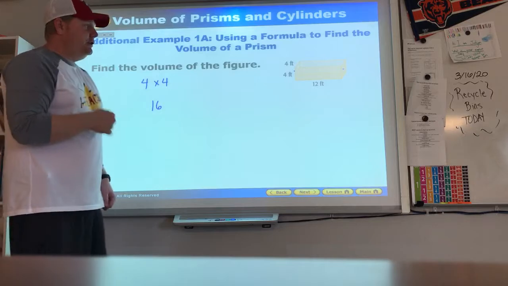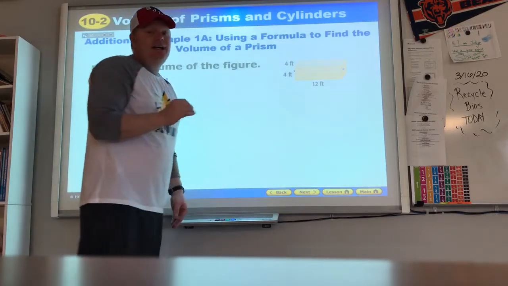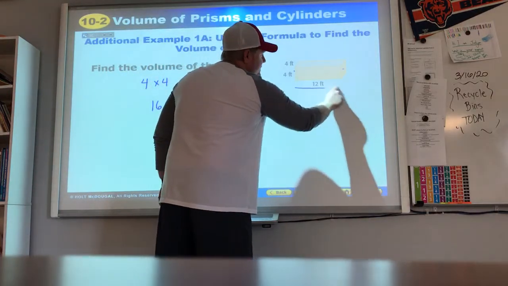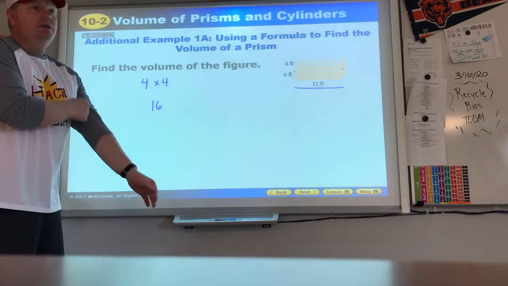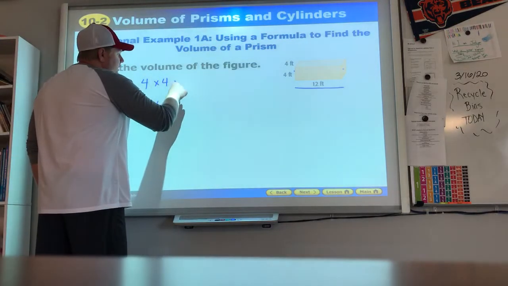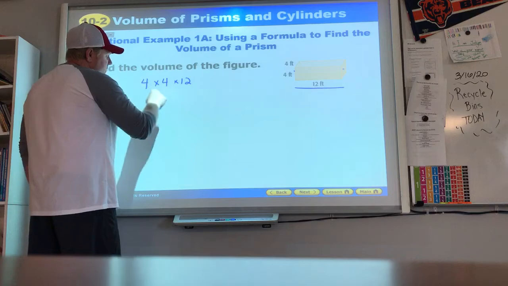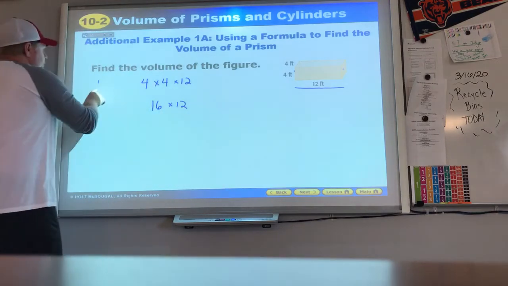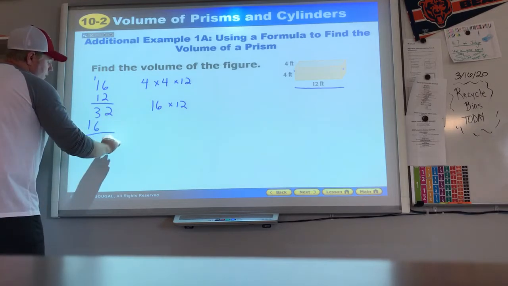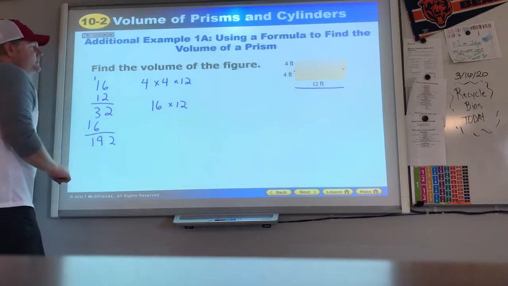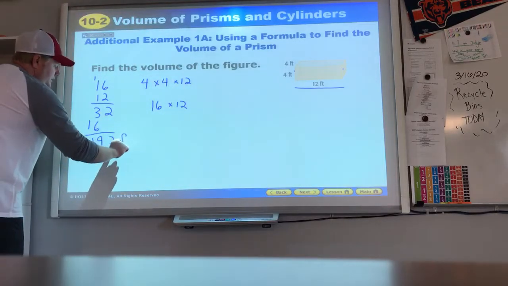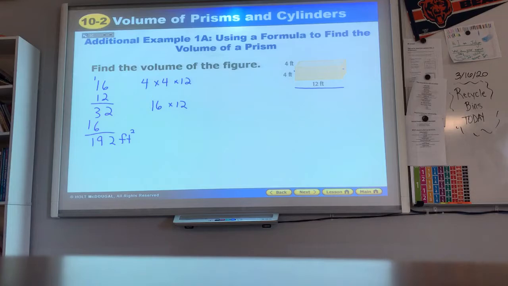Well, the height of the figure, now I know that seems like that should go up and down, but the height is the distance between the bases. The distance between the bases is 12. So if you want to replace height with distance between the bases, that's fine. So we would take 16 times 12. You can do your math off to the side. 192, and since we're doing area, it would be feet squared. And that'll be your answer.